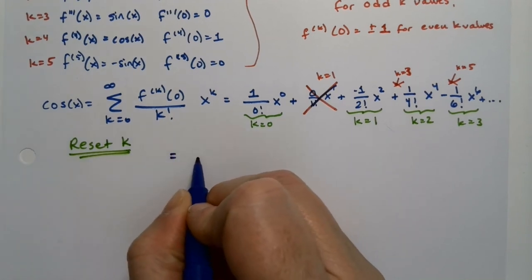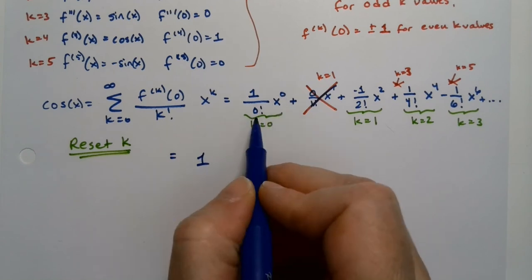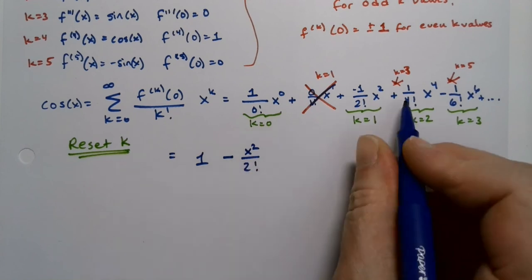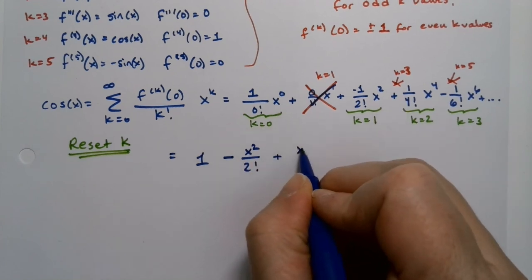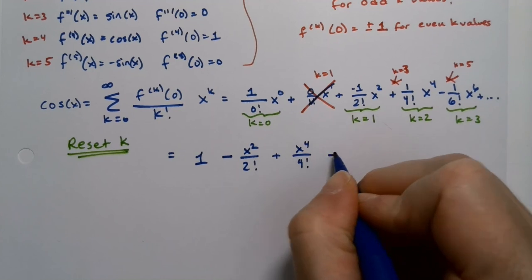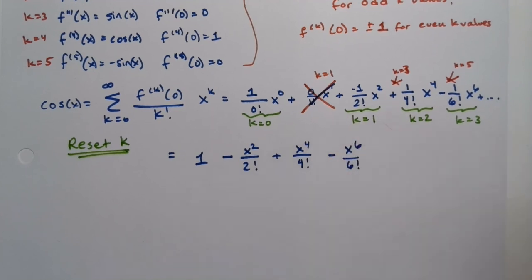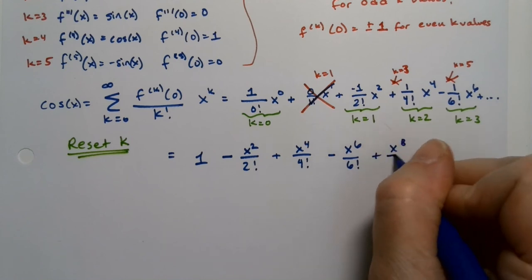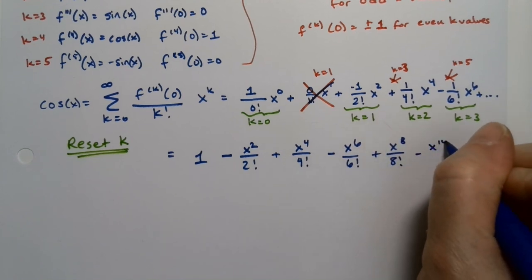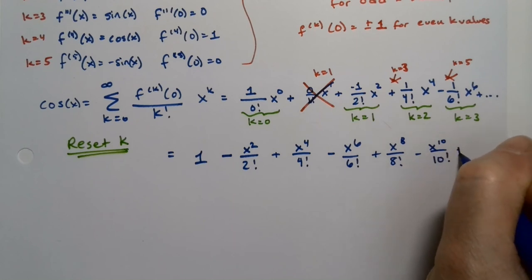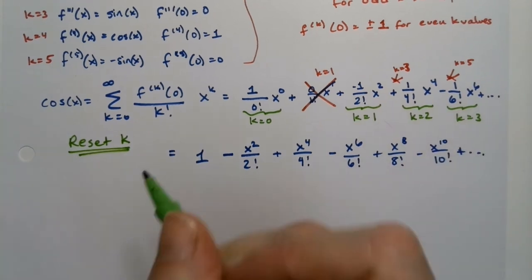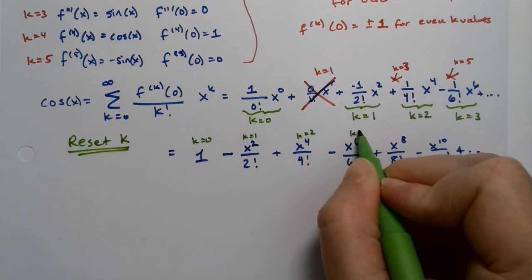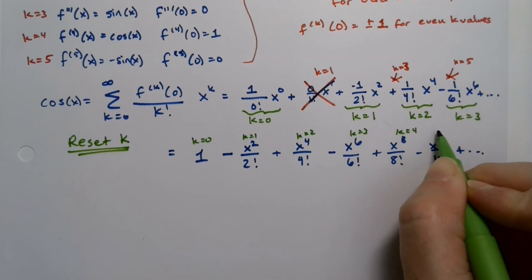It's 1, because x to the 0 is 1, 0 factorial is 1. So it's 1 minus x squared over 2 factorial plus x to the 4th over 4 factorial minus x to the 6th over 6 factorial. And we can see how this is going to continue on from here. I mean, it's going to be plus x to the 8 over 8 factorial minus x to the 10th over 10 factorial, etc. Right? So this is k equals 0, this is k equals 1, this is k equals 2, this is k equals 3, k equals 4, and k equals 5.